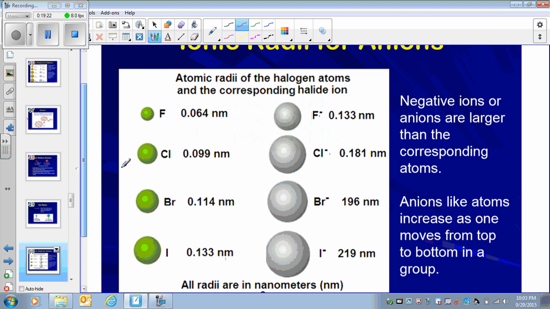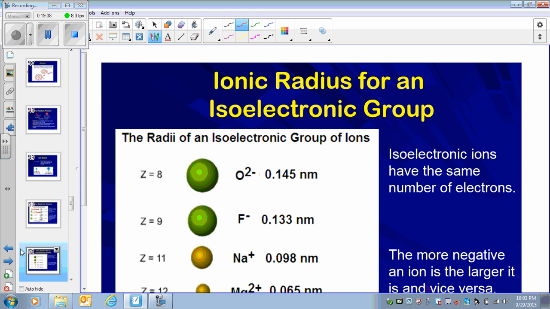This is again the comparison of fluorine, chlorine, bromine, iodine, the atomic size versus the ionic size. So this is the chloride ion, much bigger than the chlorine atom. This is the bromide ion versus the bromine atom. So atomic and ionic radius.